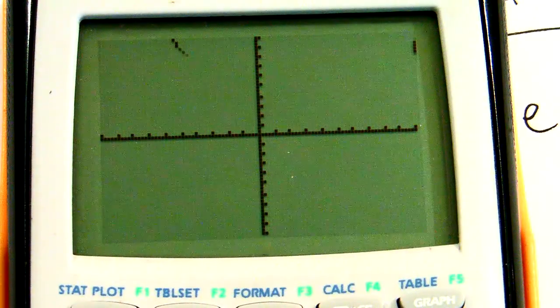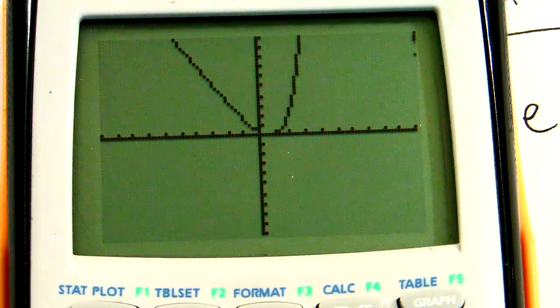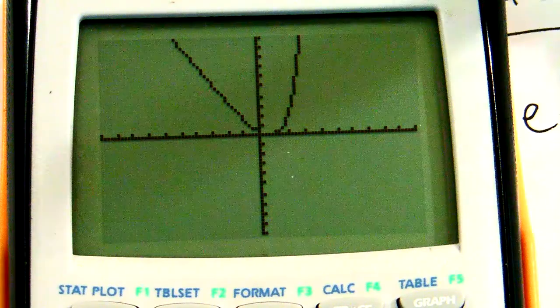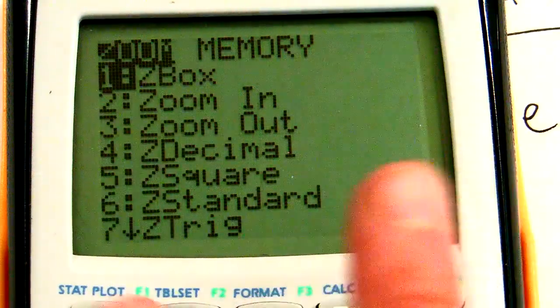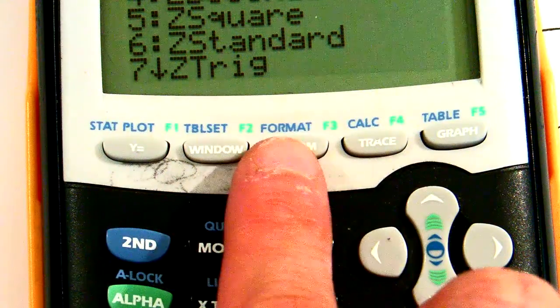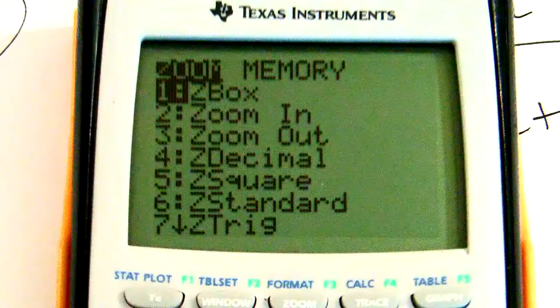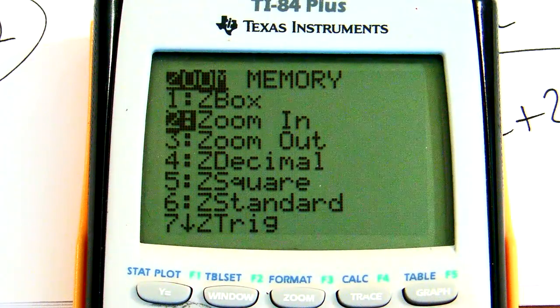I don't know what kind of picture is going to pop up here. It may be difficult to see. So we want to find the 0. The 0 is where it touches the x-axis, so we need to zoom in. So let's go to zoom. So you hit zoom here. And now we're just going to zoom in.